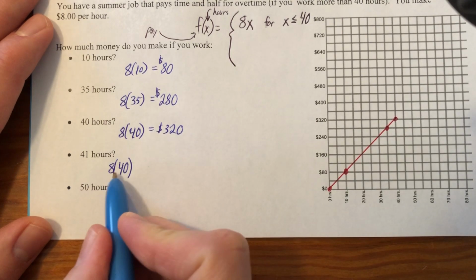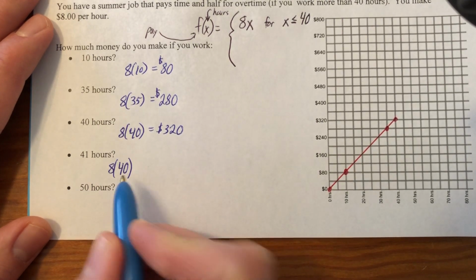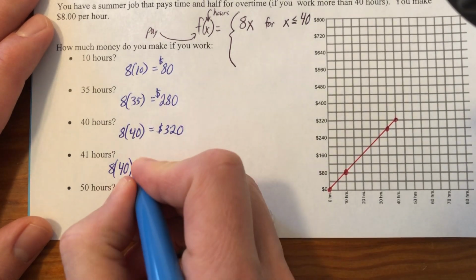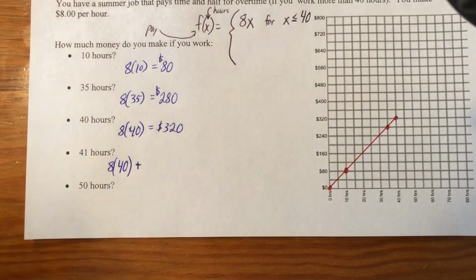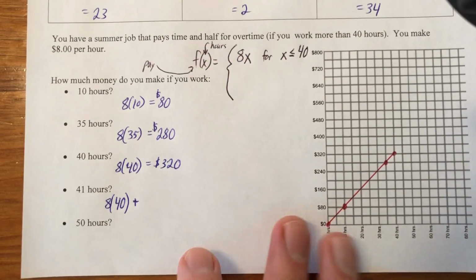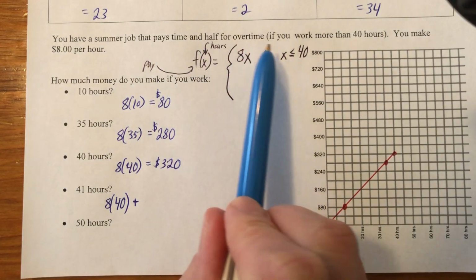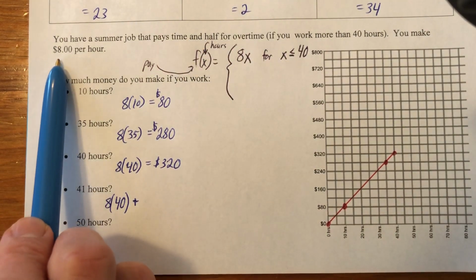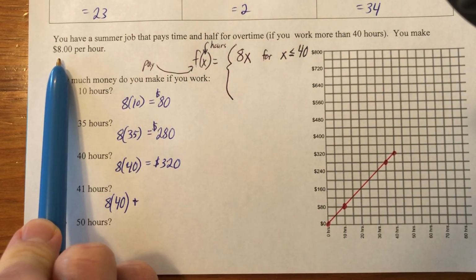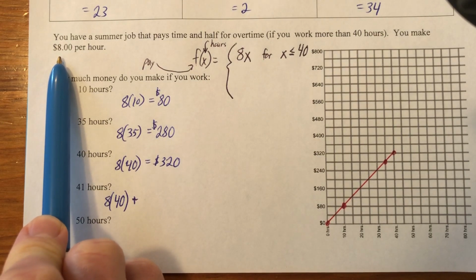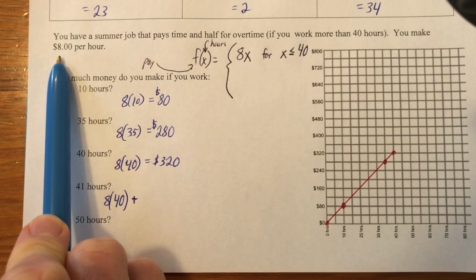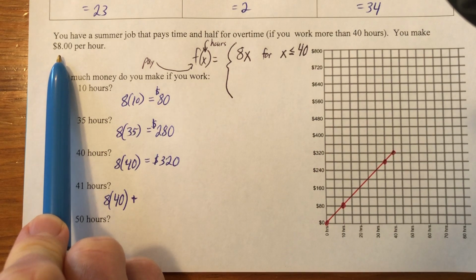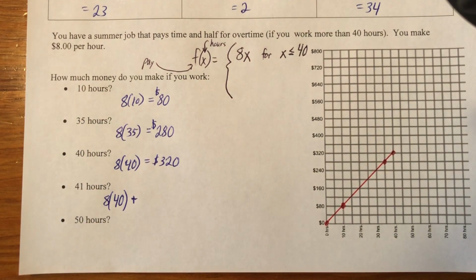Okay, so I have earned 8 times 40. I've earned $320. And then I earned, wait a minute now. Okay, let's go back to the directions. I get time and a half for overtime. So instead of getting $8, I get 8 plus half of 8. Well, half of 8 is 4. So I'm going to get $12 an hour for every hour over 40.